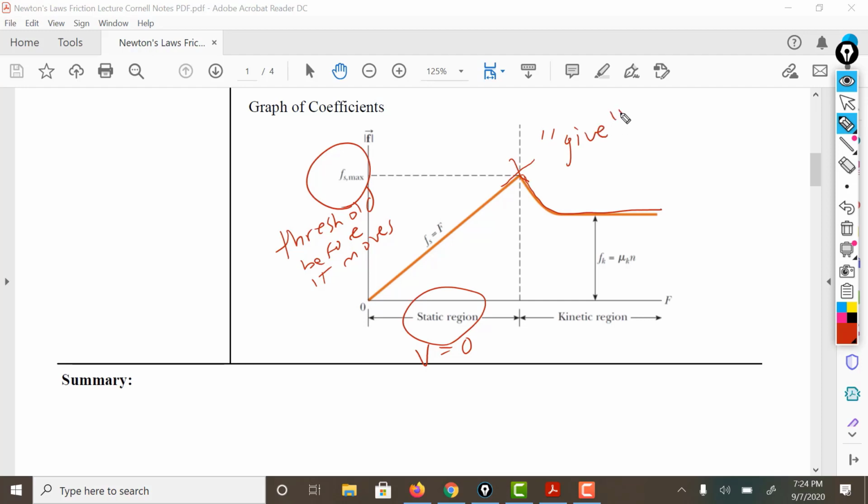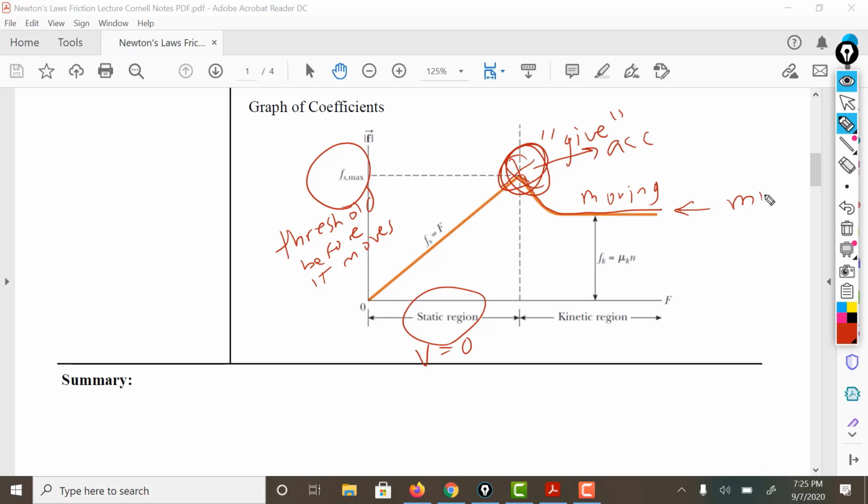Think of any heavy thing that you've ever moved. It gives, and then you just kind of keep it going. It's easier to keep it going than it is to get it going. This region right here, it's moving, right? And at this point right here is when acceleration happened, because it was at rest and now it's actually moving. So it changes speed from 0 to something.